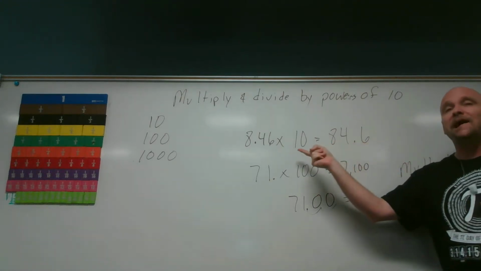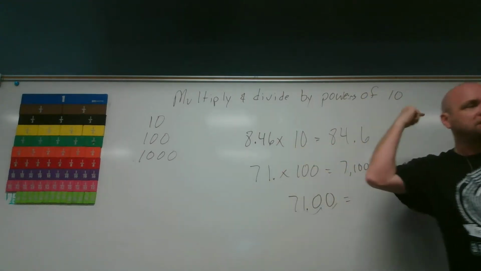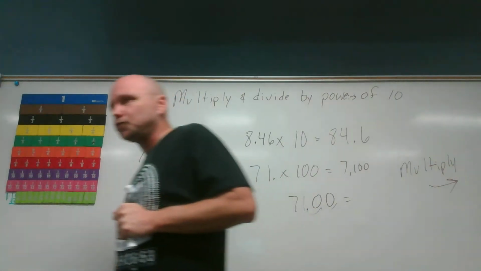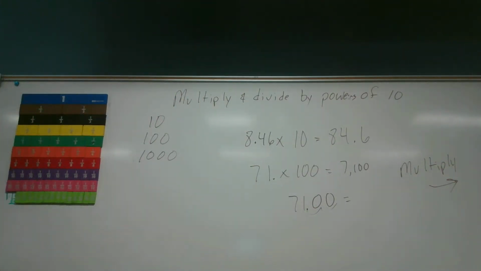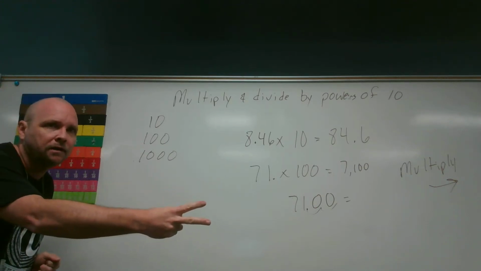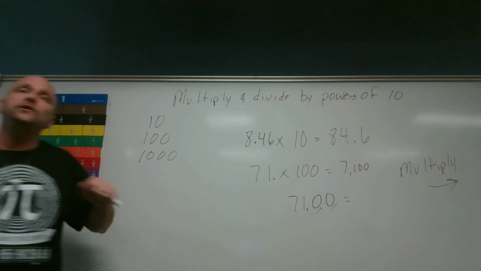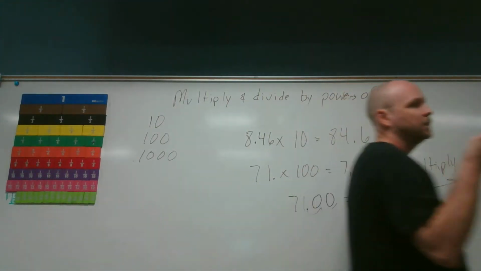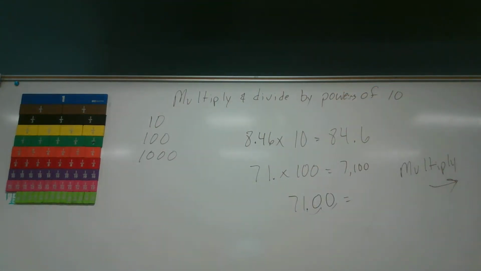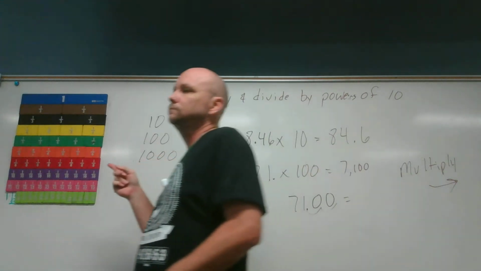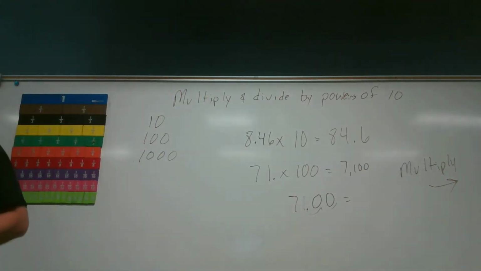So multiplying by 10 moves my decimal point 1 place to the right. Multiplying by 100 moves the decimal point 2 places to the right. And multiplying by 1,000 moves it 3 places to the right. Basically, you're moving it to the right the same number of places as there are zeros. That is going to save you time.